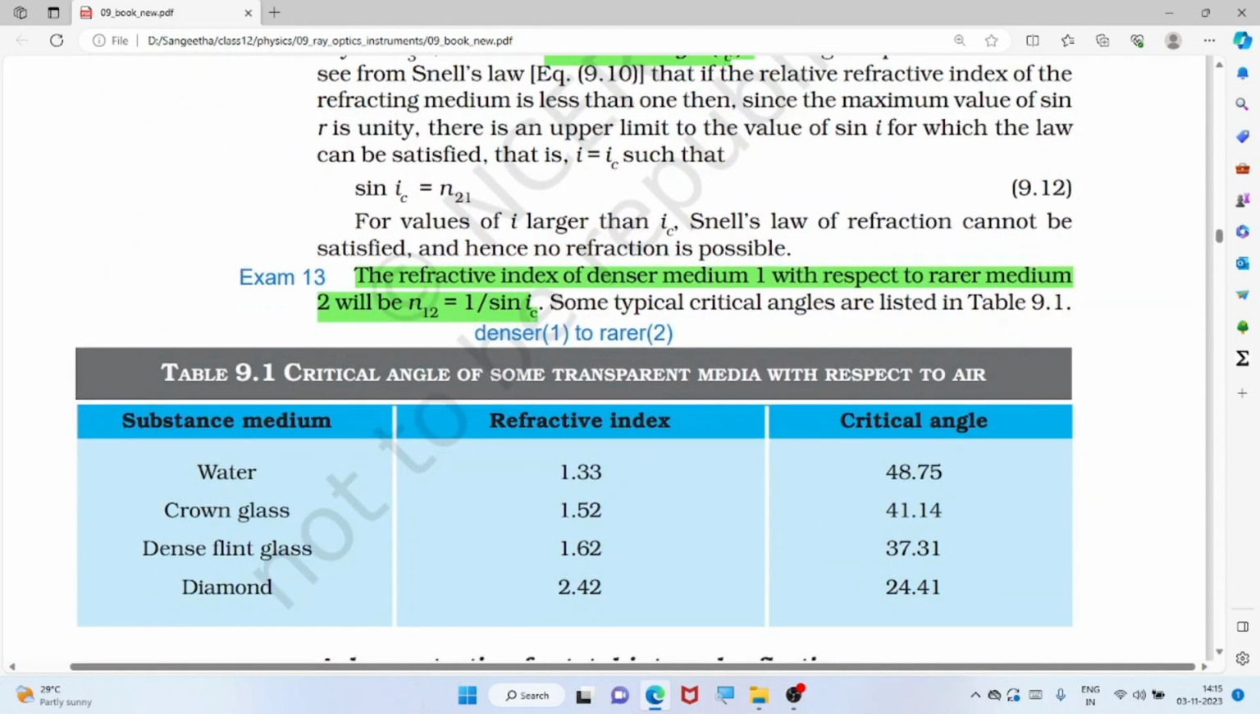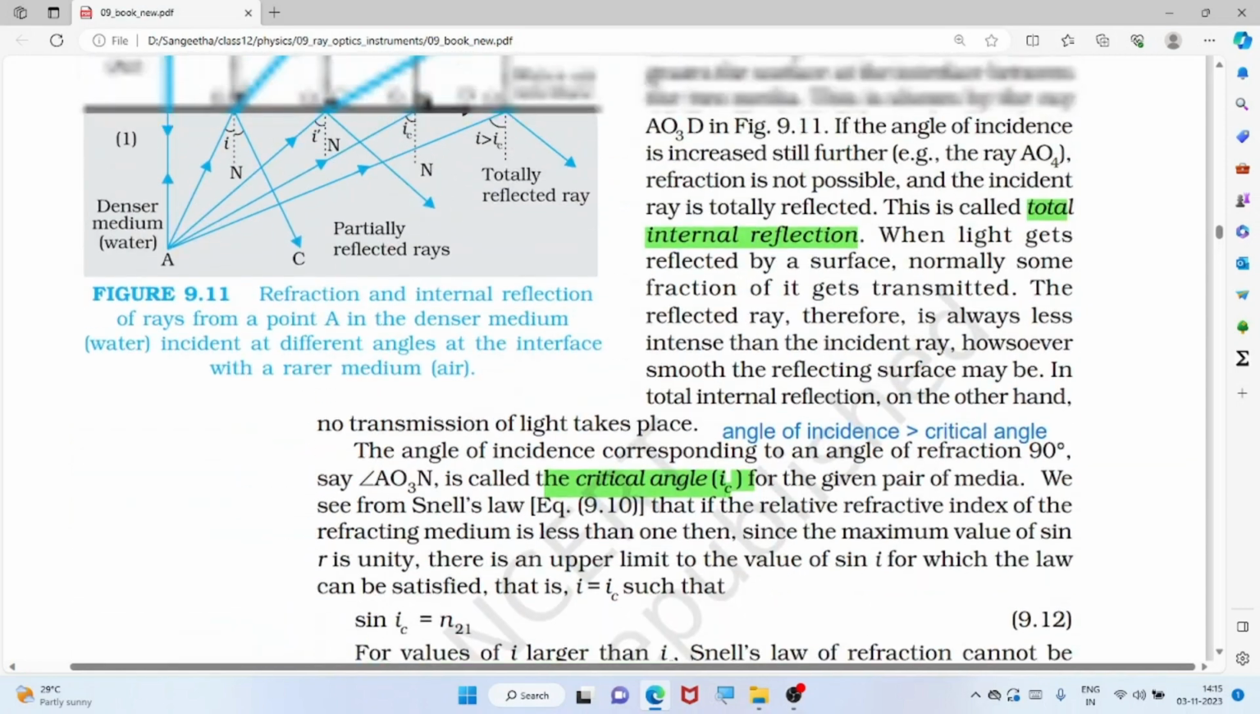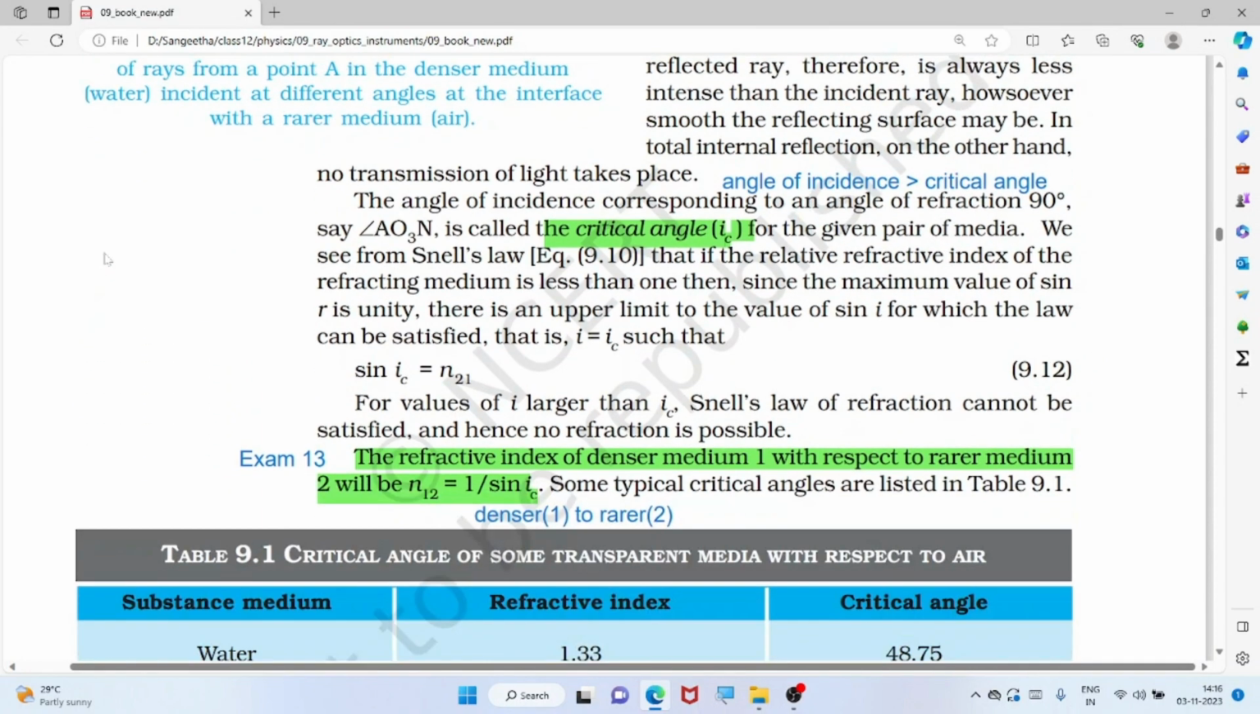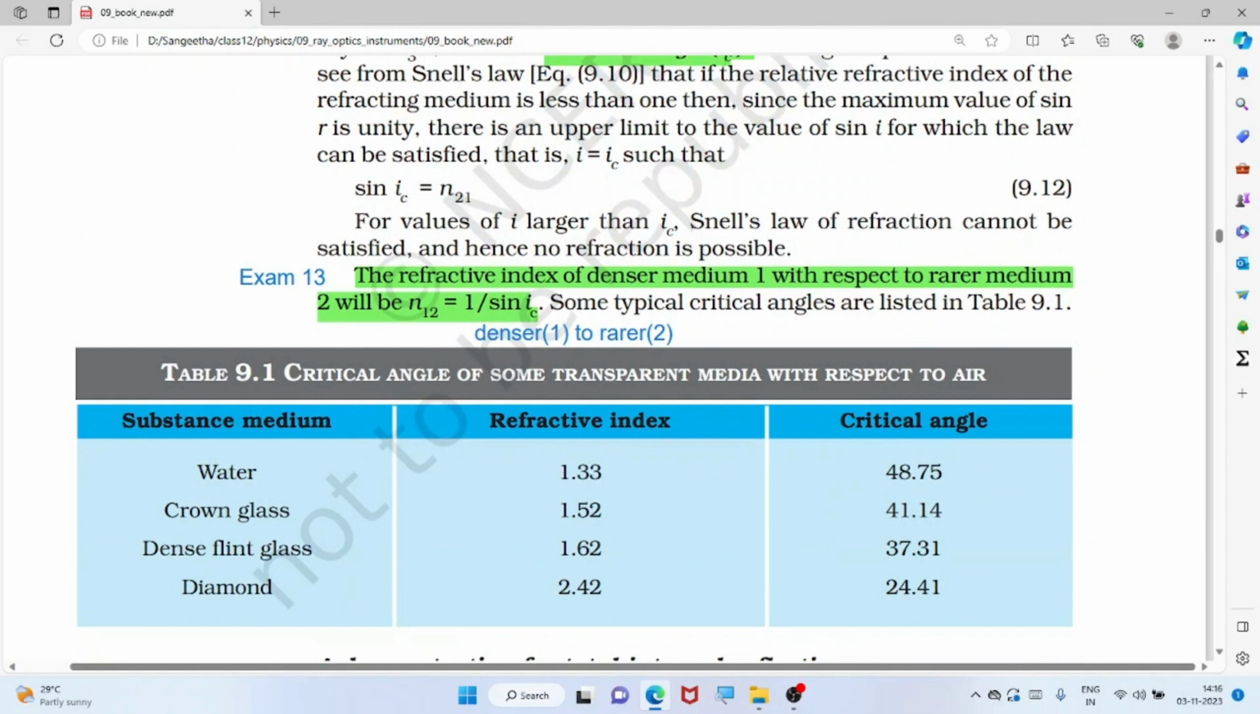In this case, the critical angle and the refractive index of medium 1 with respect to 2. Medium 1 is here, medium 2 is here. Medium 1 is the denser medium, and air is the rarer medium. Medium 2 is air, medium 1 is the denser medium. So the refractive index of 1 with respect to 2 is 1 by sine of the critical angle.